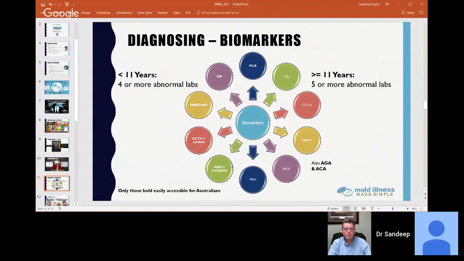In Australia, we don't have all of these tests easily available, but the ones on the left-hand side, with the exception of MSH, are available here easily through the local laboratories, such as HLA gene testing, which often gets called celiac gene studies, and then VIP, MARCoNS testing, which can be sent to microbiology DX or sent via Nutripath, and then ACTH and cortisol, and ADH and osmolality.